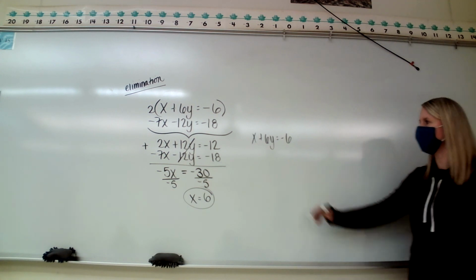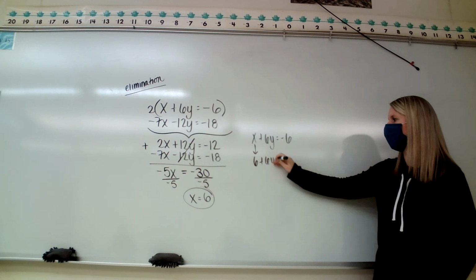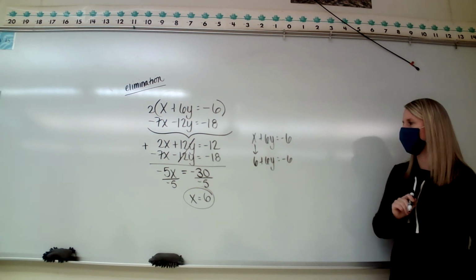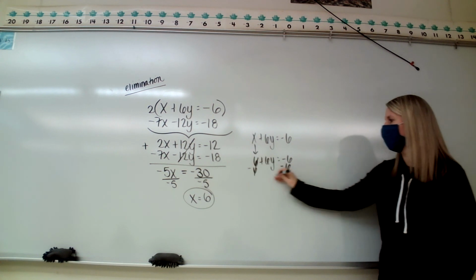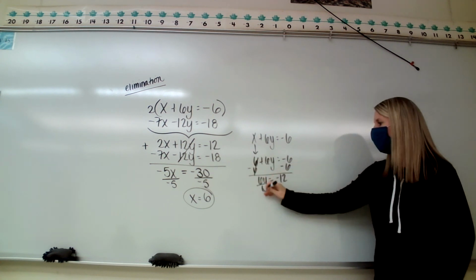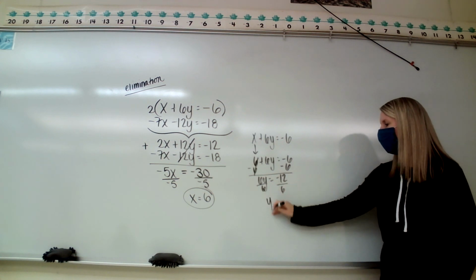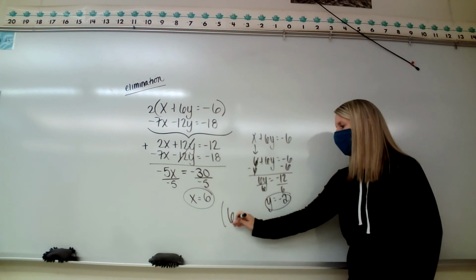So I pick my equation. I have x is equal to 6, so I'm gonna replace it. And then I'm just gonna do a little bit of solving. Move my constant. And then divide. And y would equal -2. So my final answer is the point 6, -2.